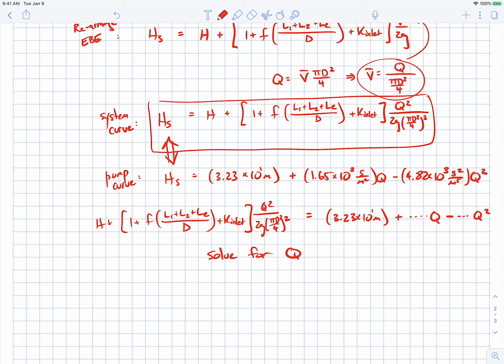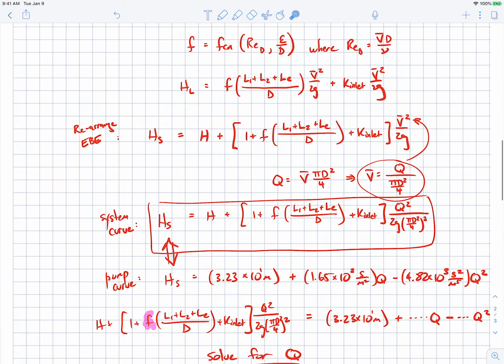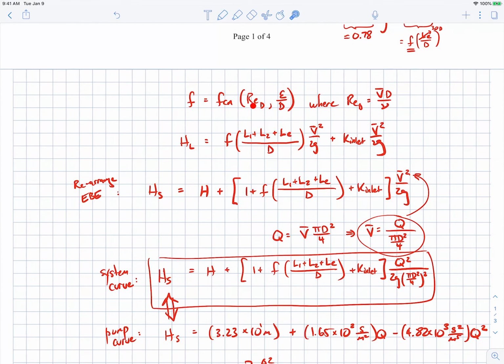Now before we can do that, if you go back and look at the numbers over on this side, if you were going to substitute in, you'll see that we're missing something. We know K inlet, we know the diameter, we know g, we know the equivalent length, that's the 30 diameters. We know L1 and L2, those were given in the problem. I think L1 was 10 meters and L2 was 20 meters. What we don't have is f. So we need to find a way to figure out f. Now we said earlier that in general, the friction factor is a function of the Reynolds number and relative roughness. We know this from the Moody plot, right?